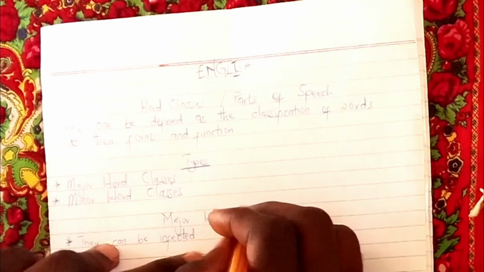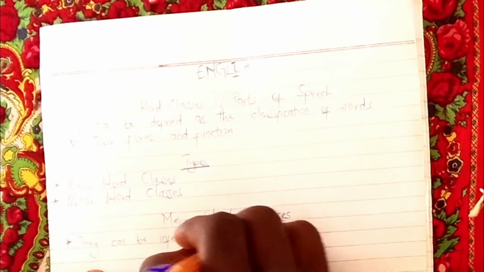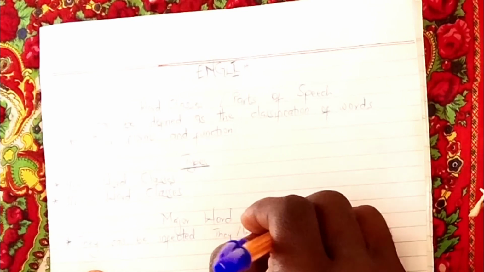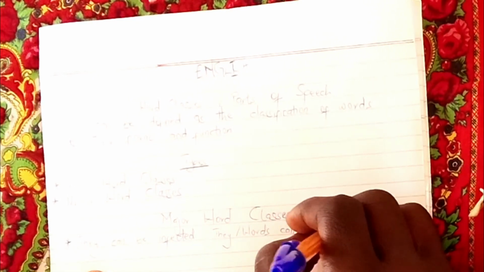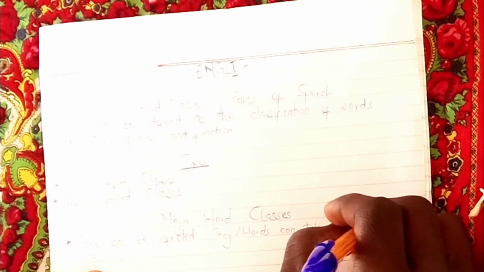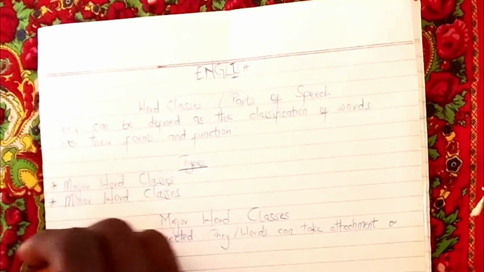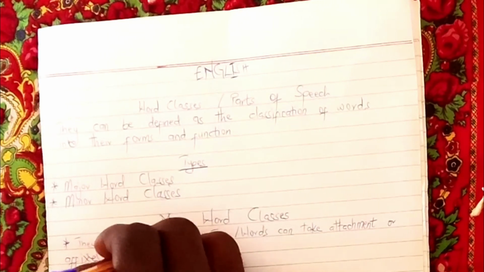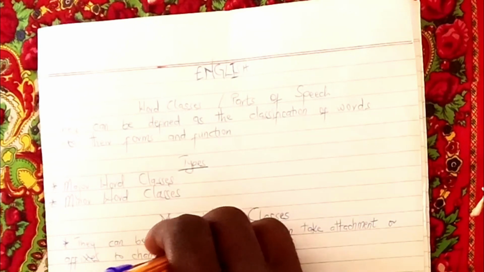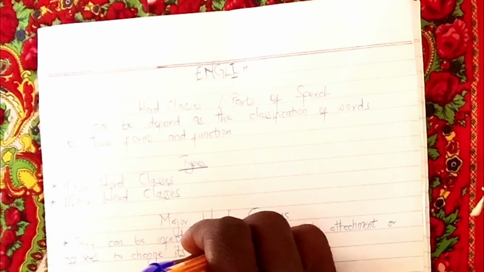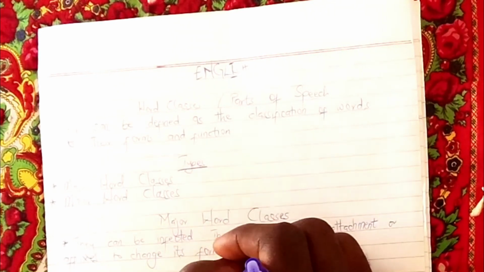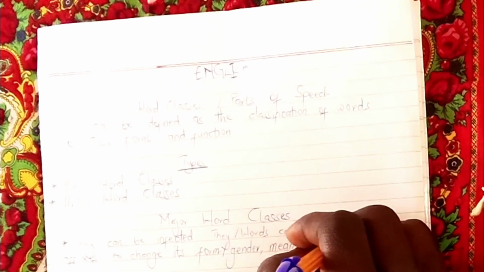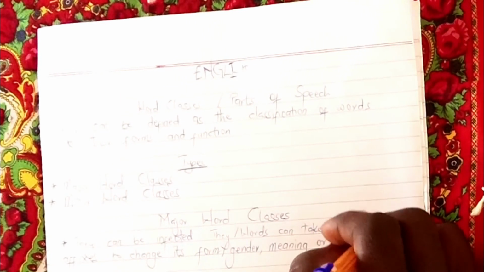So let's get it now. They, or words. When we say they, we mean words. So words in major word classes can take attachments, or what we call affixes, to change their form, gender, meaning, or even number.